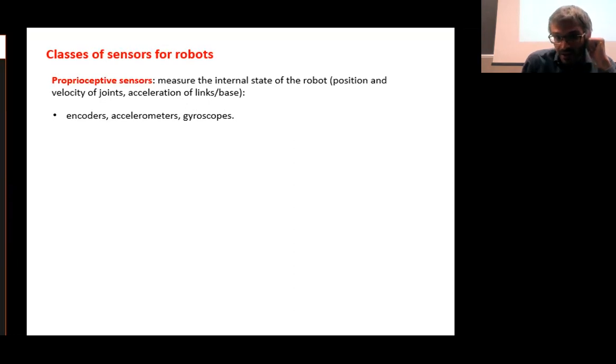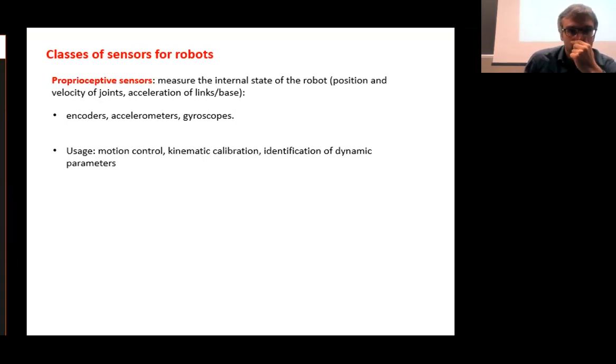Inside the class of proprioceptive sensors, we have encoders to measure position. We will see that the velocity is derived from encoder readings. We have accelerometers and gyroscopes. Accelerometers measure the linear and angular acceleration, while the gyroscopes measure the angular velocity. These kinds of sensors are used to close the loop, so to do motion control, kinematic calibration, and identification of the dynamic parameters.